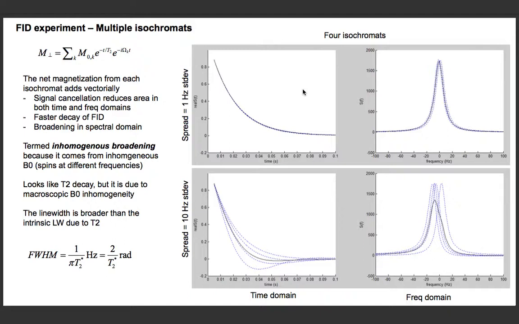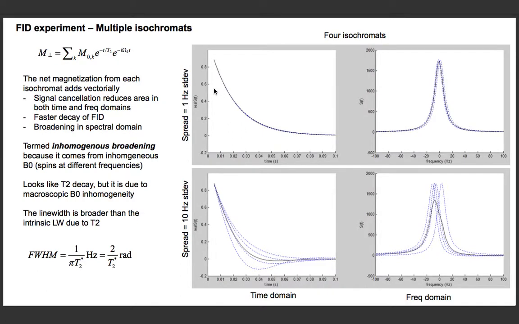And in reality, you never can have that. If you put a sample in the scanner, you get a distribution of frequencies throughout the sample. So this is a very simplified way of starting to look at it. We're now going to look at, instead of a broad distribution of frequencies, 4 discrete frequencies.